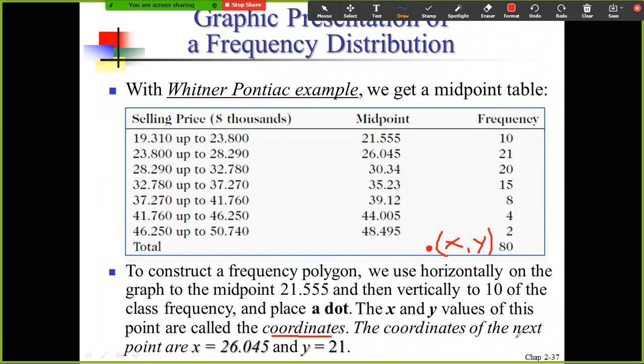The coordinates of the next point are x 26.045, y 21. So this one. This is x, this is y. We got a point. So how many points? Because we have 7 classes, you must have 7 class midpoints, and you must have 7 class frequencies. We use class midpoint and class frequency in order to draw the frequency polygon.